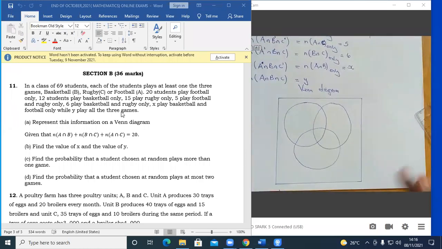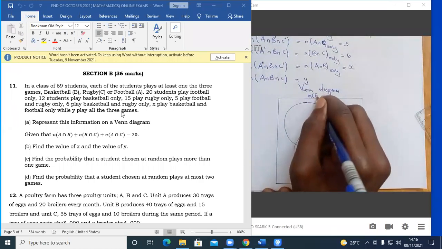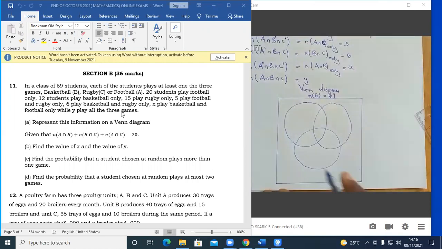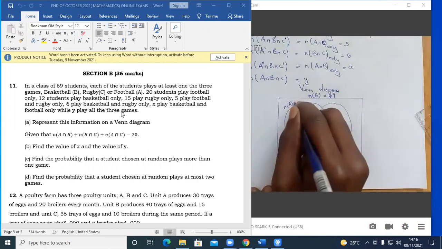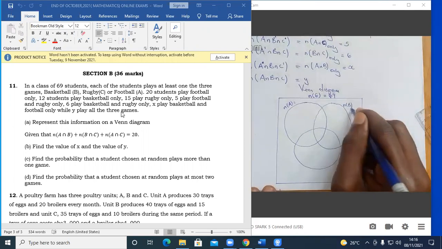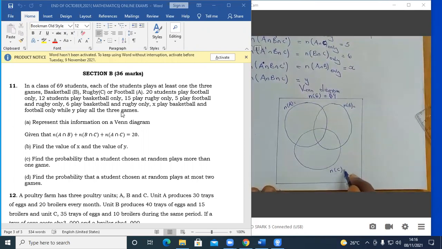So that's what we have. I put the number of universal, which is 69. This is the number of basket, football. This is the number of basket. This is the number of rugby. So let's start entering the information one by one.